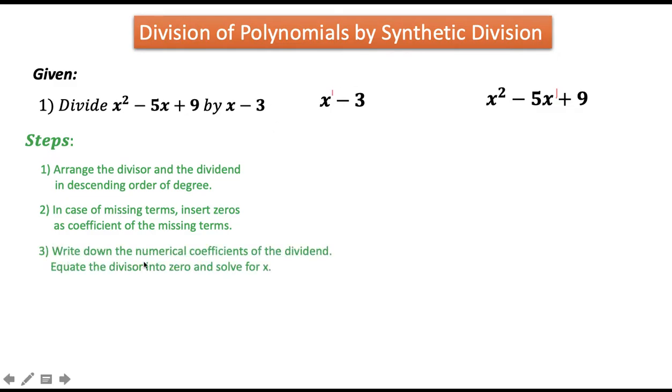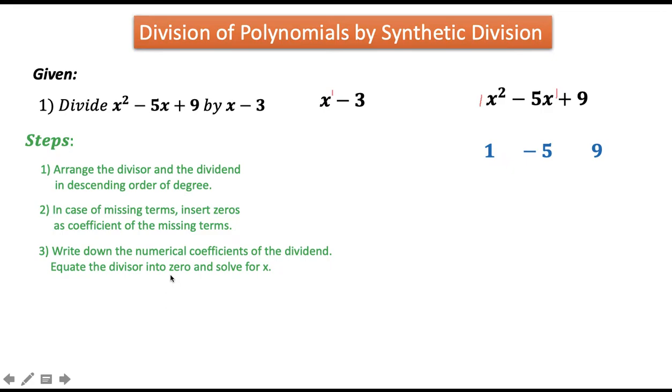So first, we're going to write down the numerical coefficients of our dividend. So this is our dividend. We know that this x squared right here has a numerical coefficient of 1. So the numerical coefficient is 1. In the second term, it's negative 5. The third term is 9.